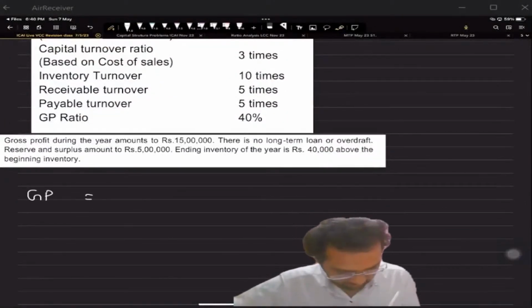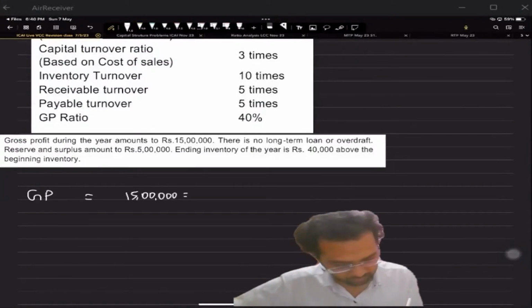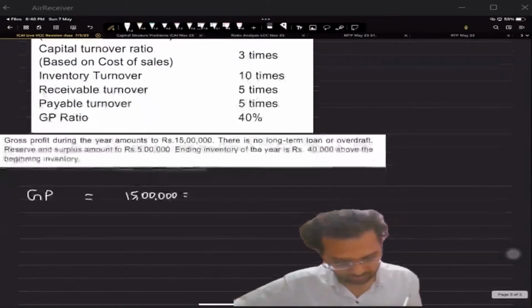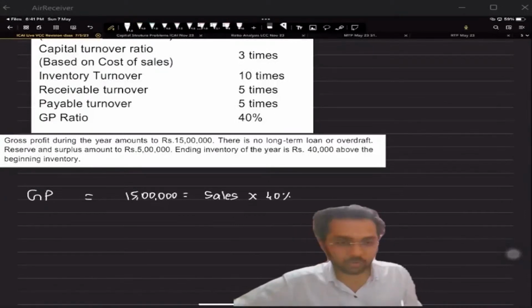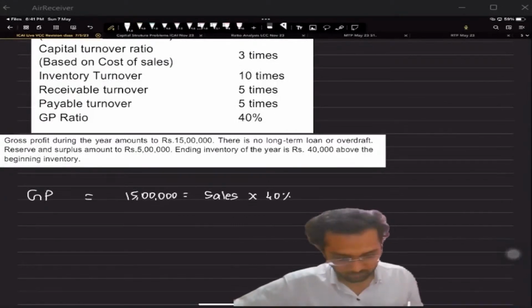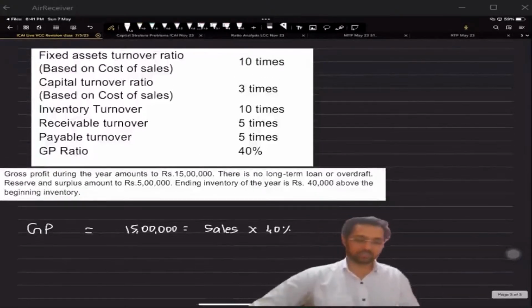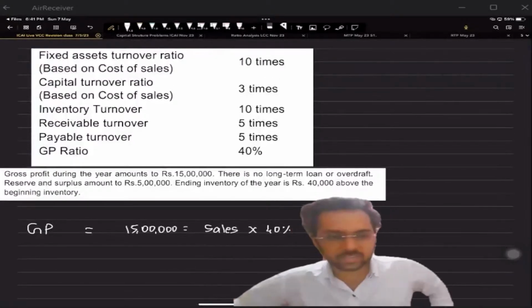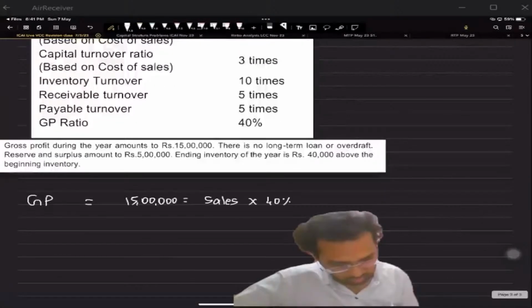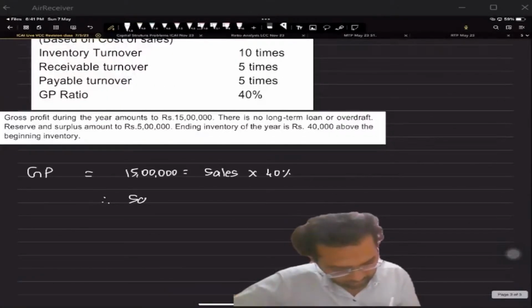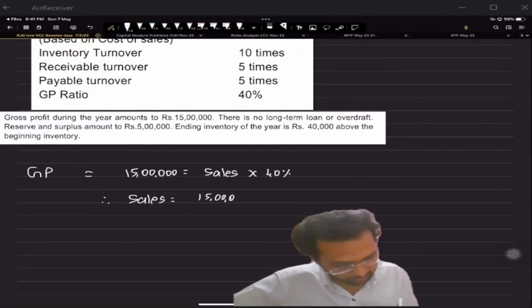So we can say gross profit is 15 lakh, which is sales multiplied by 40%. So obviously the assumption we are going to have is that all the sales and purchases are purely on credit. So accordingly, we get the sales as 15 lakh divided by 40%.